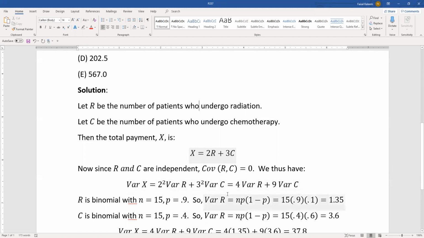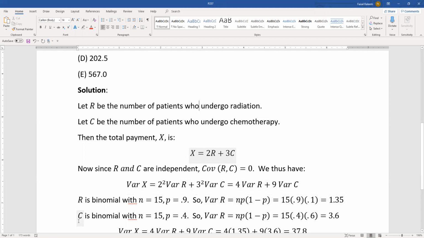Now R is binomial because a patient will either undergo radiation or not. There are 15 of them, and they're all equally likely to undergo radiation or not. So that's a binomial situation. So R is binomial. Number of patients is 15, and the probability of a patient getting radiation is 0.9. So the variance of binomial, as we know, is NP times 1 minus P. So 15 times 0.9 times 0.1, that's 1.35.